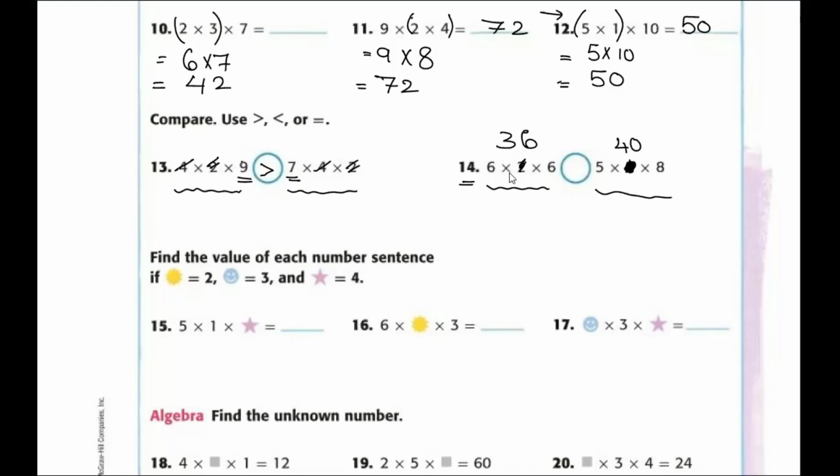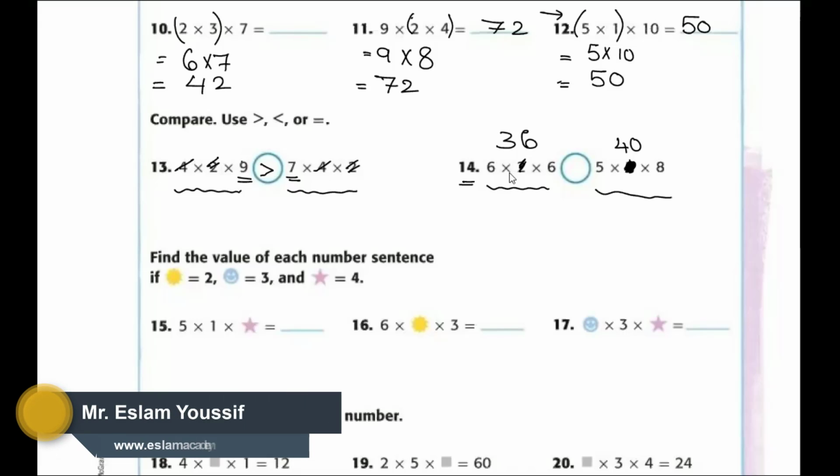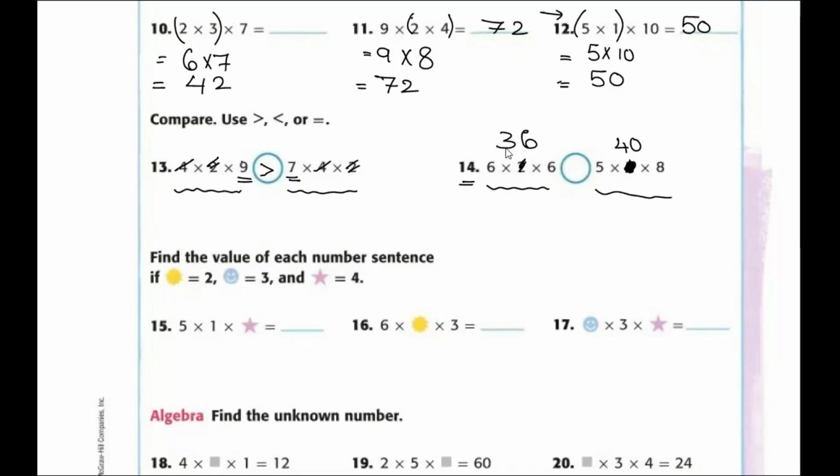So if you don't know how to solve the timetable, you will not be able to solve the next question. From chapter 3, you will not be able to solve. So no way, you have to know the timetable, you have to memorize it. There is no other option. Without memorizing the timetable, it will be a big problem. So after that, we have 36 and 40. 40 is greater than 36. So that's how we can solve this question.